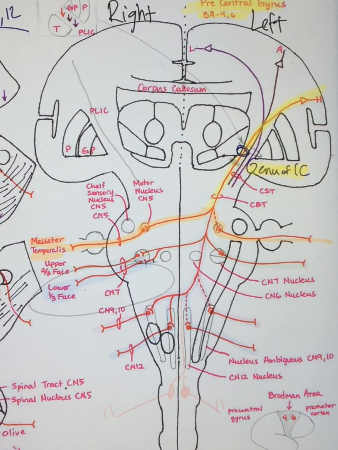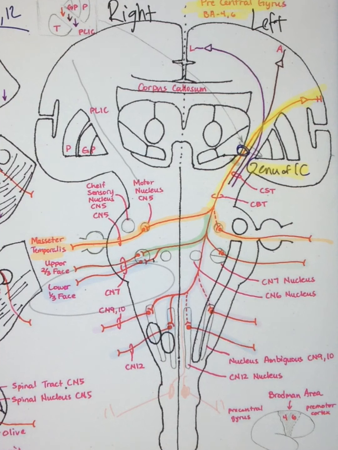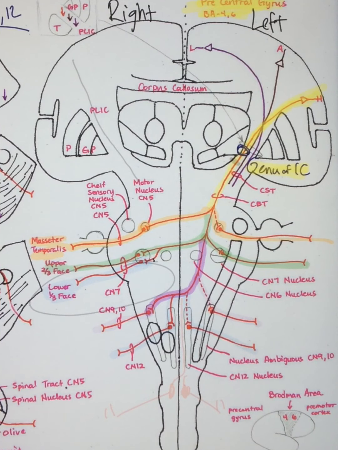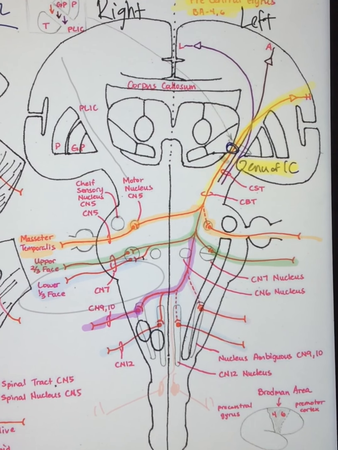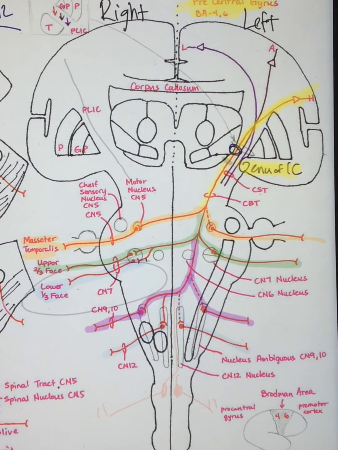We go bilaterally to the upper 2/3 of the face. So we are synapsing at the upper half of your cranial nerve 7 nucleus, and then we also go ipsilaterally through the upper half of the cranial nerve 7 nucleus. Also, we have bilateral projections to cranial nerves 9 and 10, which go through your nucleus ambiguus, and ipsilaterally also. And you have bilateral projections through your cranial nerve 12 nucleus to cranial nerve 12.